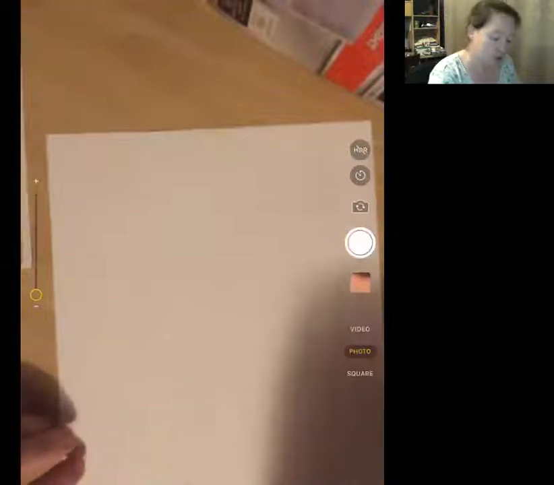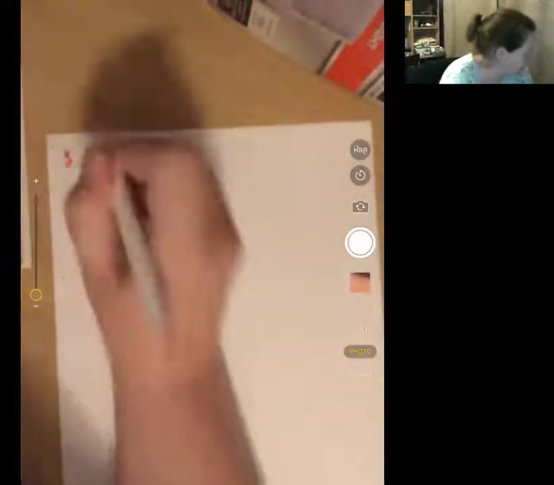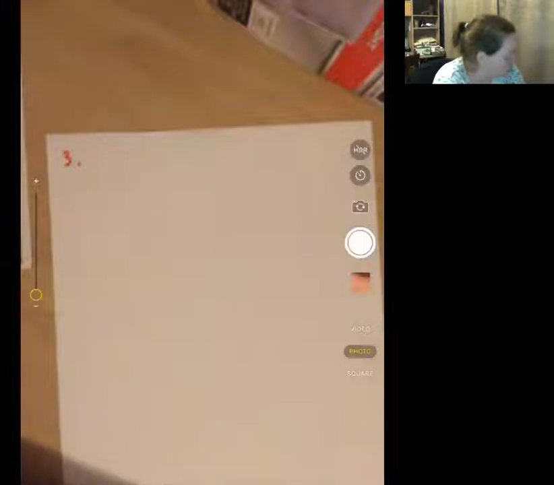Number 3, 2 transversals intersect 2 parallel lines as shown. Explain whether triangle ABC and triangle DEC are similar to each other. Okay, so ABC and DEC, are they similar? Wow. Okay.